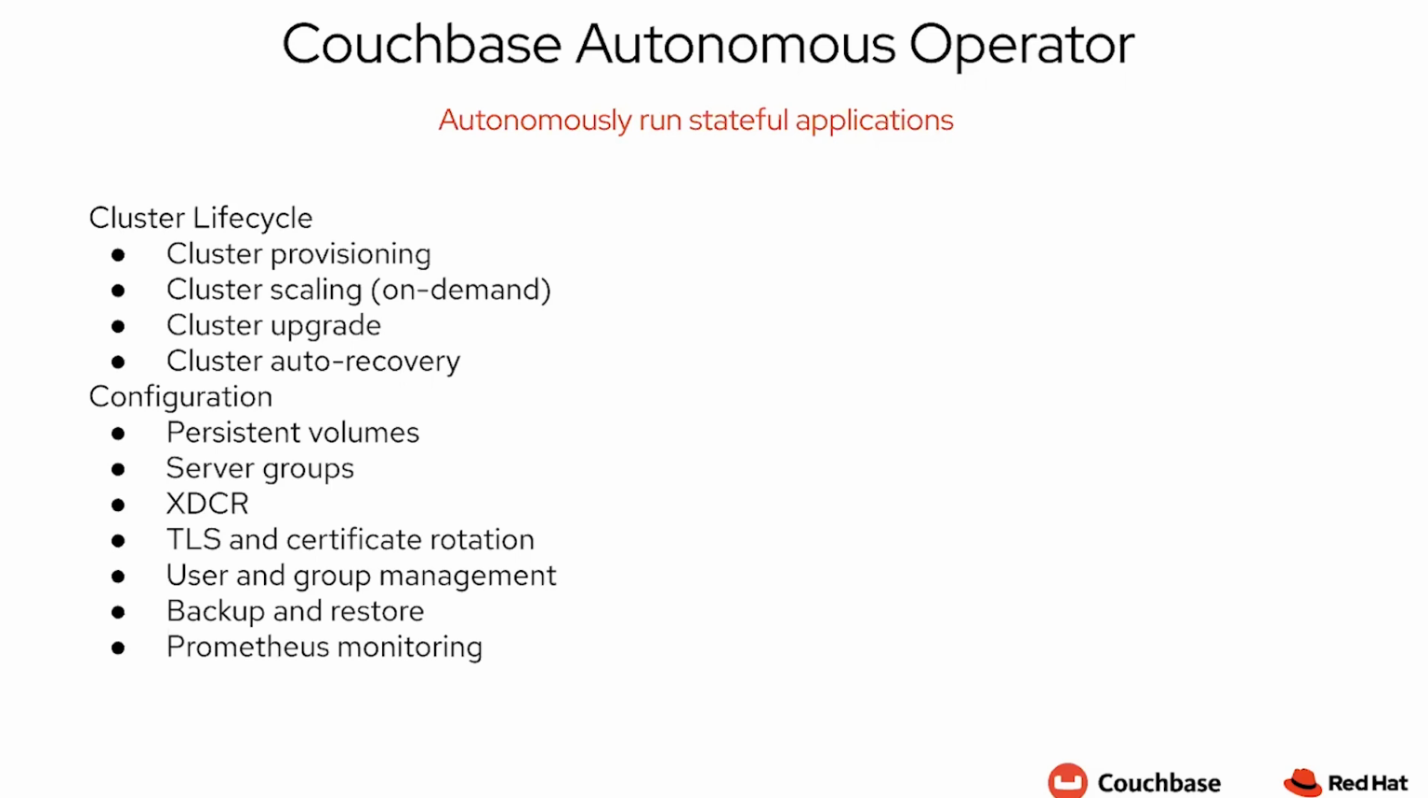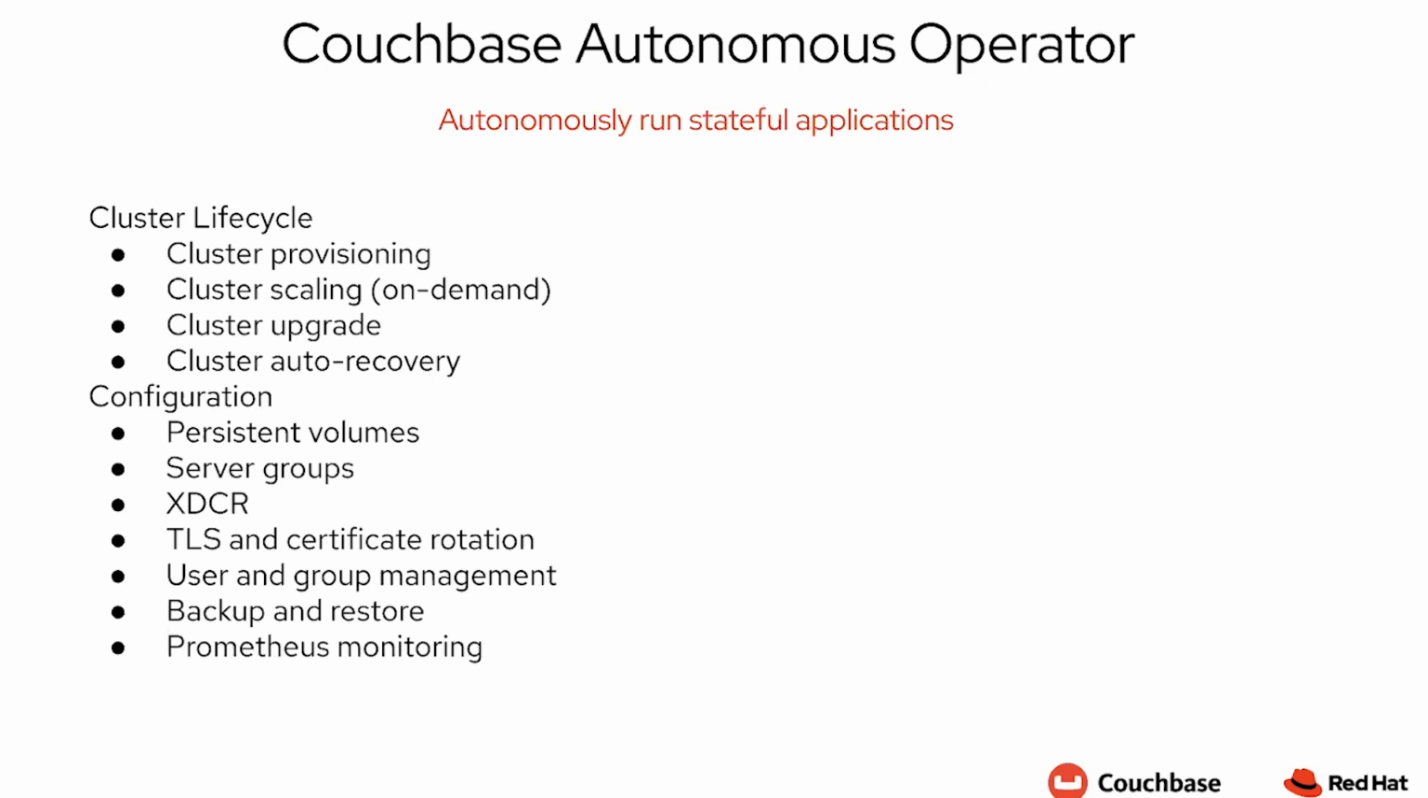And then going a little deeper into the configuration, it supports persistent volumes. This really comes in handy during cluster auto recovery. We can take a persistent volume that's been detached from a pod that crashed and reattach it to the new pod when it comes up and pick up where it left off, which greatly speeds up the time it takes to rebalance. Server groups is a critical feature. It allows us to distribute the Couchbase cluster evenly across the availability zones that your OpenShift cluster runs on. Cross data center replication, as I mentioned before, is enabled through the operator as well. TLS and certificate rotation for security, user and group management for authentication and authorization. So again, another feature that's enabled through the operator config.